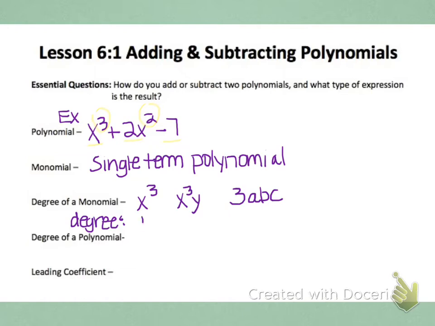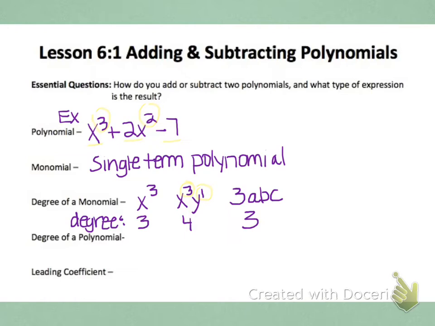So in the case of this first one, there would just be a degree 3. In this next one, I have an x cubed, but I also have a y to the first. So in that case, it's the sum of the two. So this would be degree 4. I just took the two exponents here, 3 and 1, and I added them, and I got 4. In this final one, 3abc, each one of those has an exponent of 1 on it. And so my sum of those exponents would be 3. So this would also be degree 3, just like that first one. So that's how you find the degree of a monomial. You just take the sum of the exponents.